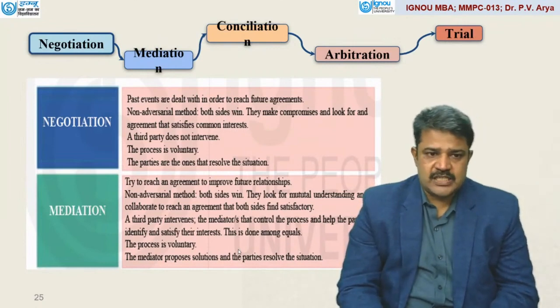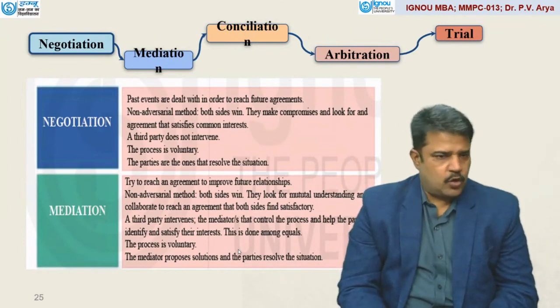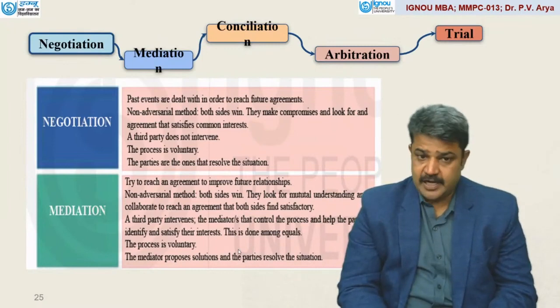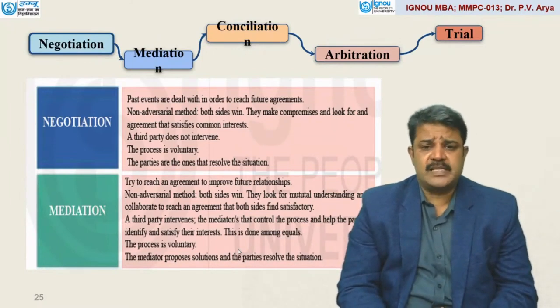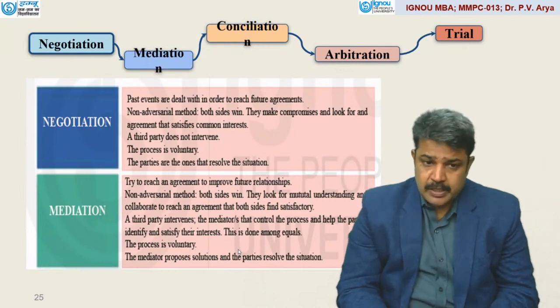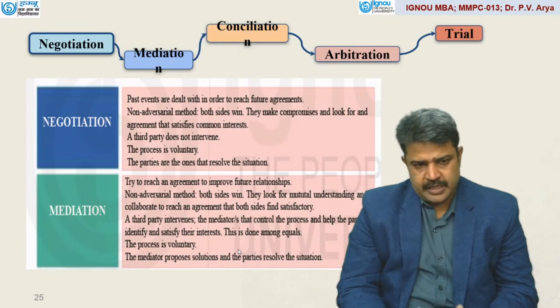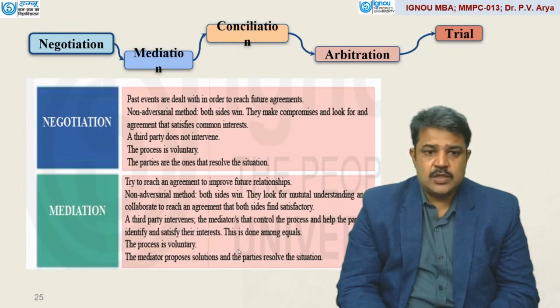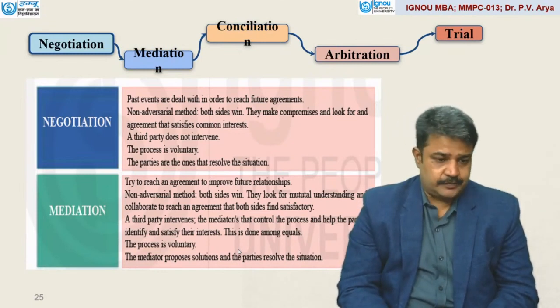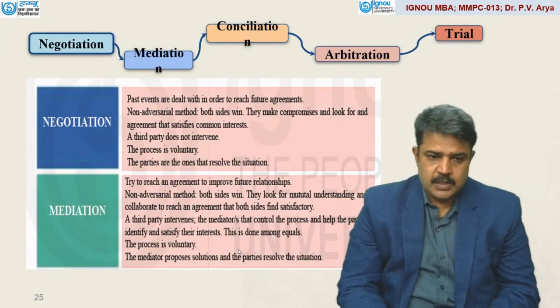As far as negotiation is concerned, basically past events are dealt with in order to reach future agreements. Well, it is a non-adversarial method, both sides win. They make compromises and look for the agreement that satisfies common interest. A third party does not intervene. The process is voluntary. The parties are the ones that resolve the situation. So they themselves resolve.